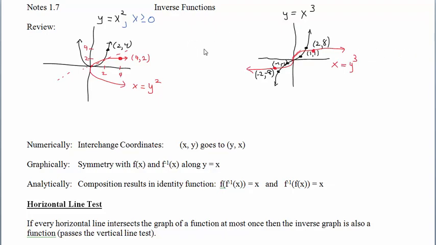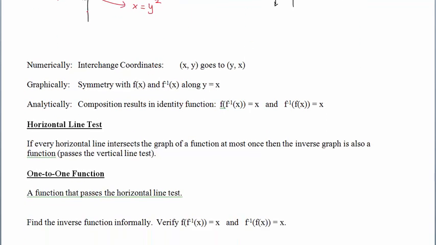All right, so if you scroll down a little bit, I've summarized down here some of the things that we've talked about. Numerically, we interchange the coordinates: (x, y) goes to (y, x) from a function to its inverse. Graphically, we have symmetry between the original function and its inverse along the line y equals x. This notation right here is f to the -1. That's just a way of saying that we're dealing with the inverse function, if indeed we have an inverse function and not an inverse graph. But anyway, that's just notation used to represent or name an inverse.